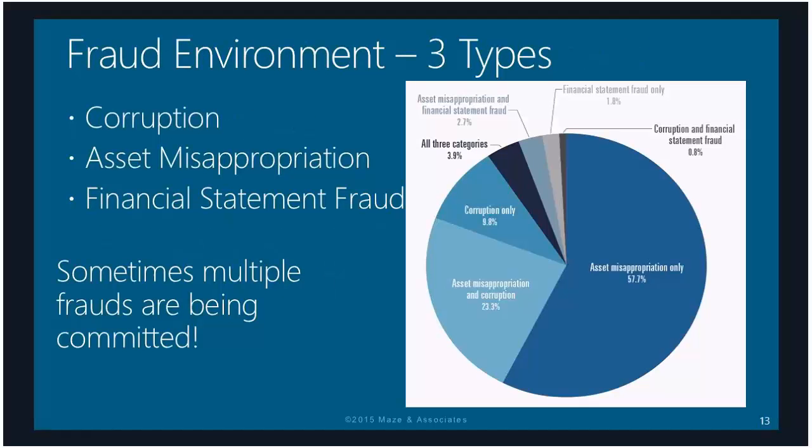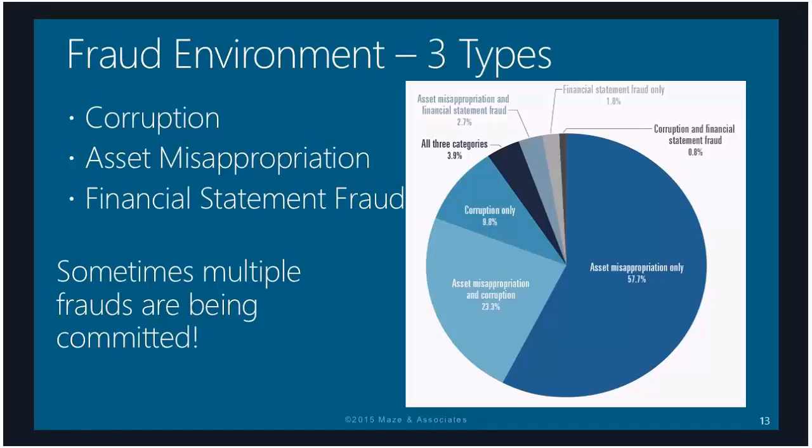So the fraud environment. When we talk about fraud, we really talk about 3 different types. We talk about corruption, so that would be misusing your position within the organization to influence a business transaction in a way that violates your fiduciary duties to the entity, or getting money back. We talk about asset misappropriation, so that would be theft of funds from the organization. And we talk about fraudulent financial statement reporting. So that would be showing the financial statements of the organization to make it look better or more healthy than it is, using the journal entry process.